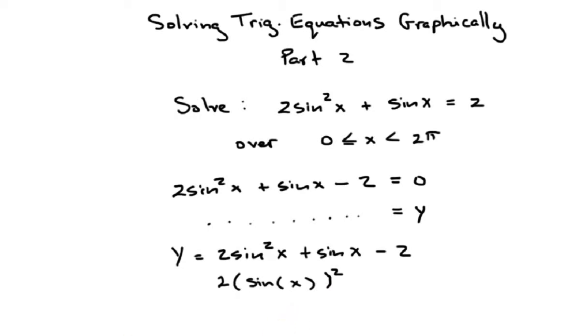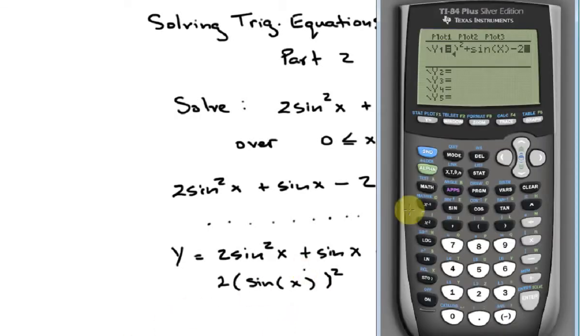So let's pull up the graphing calculator. You can see here it's moved off the screen a little bit, but I'll show you what I've typed in. There it is. I've got my 2, my sine x with brackets around the sine x, and there's my squared. Then I've got the rest of it in there as well: plus sine x, and then minus 2.